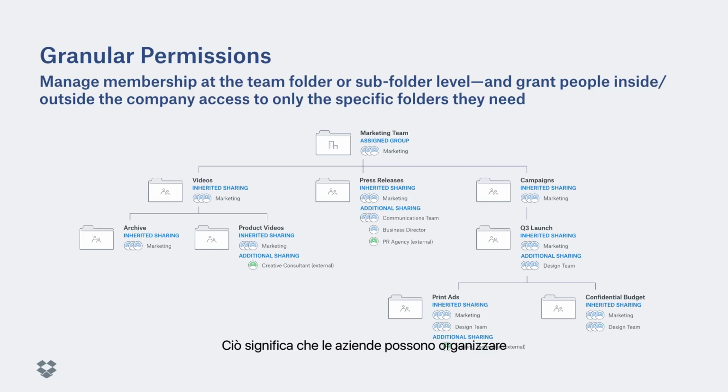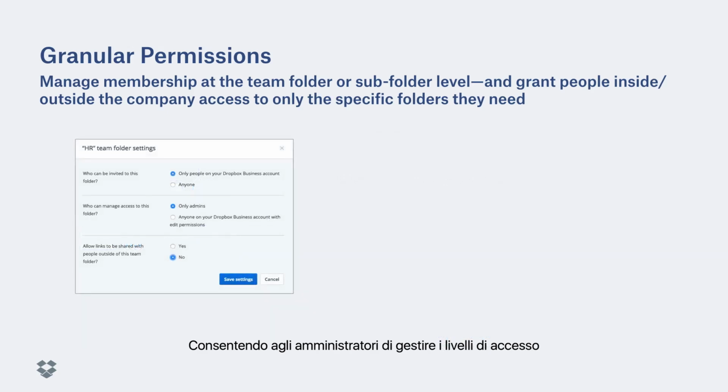This means that companies can organize content based on team or project and manage access at each level of the content hierarchy. By allowing admins to manage access levels for every folder and subfolder, granular permissions ensure the right people have access to the right files.